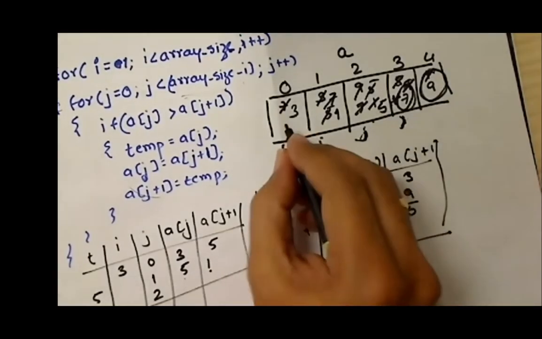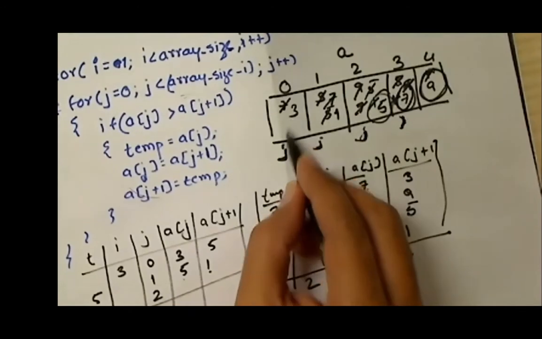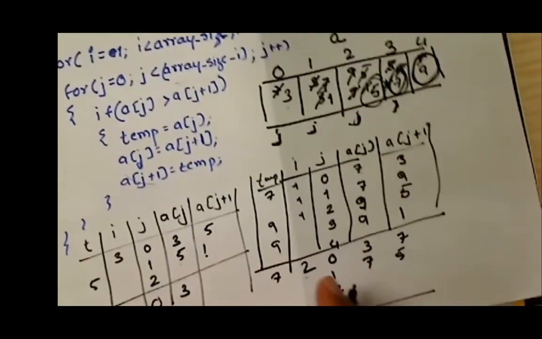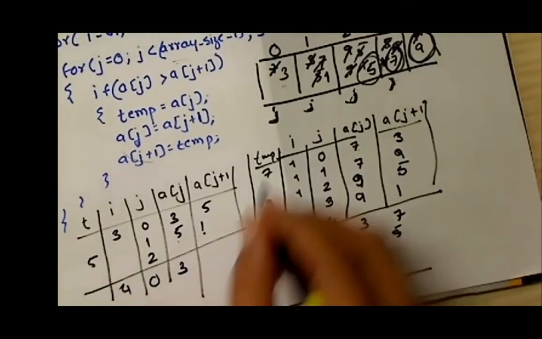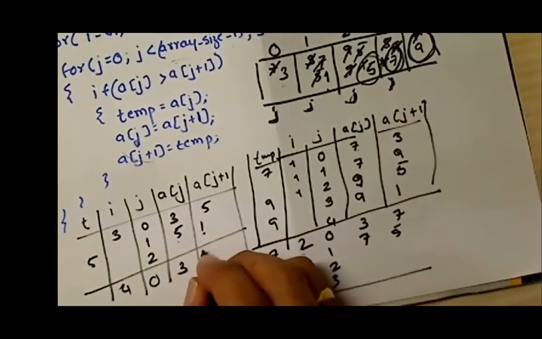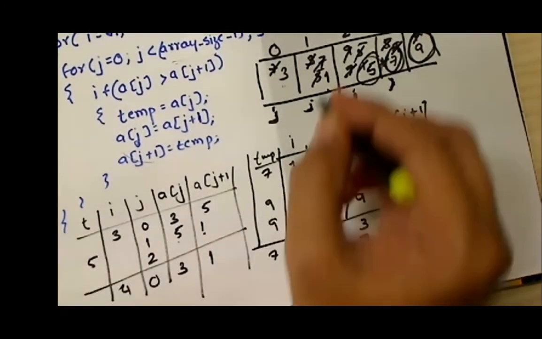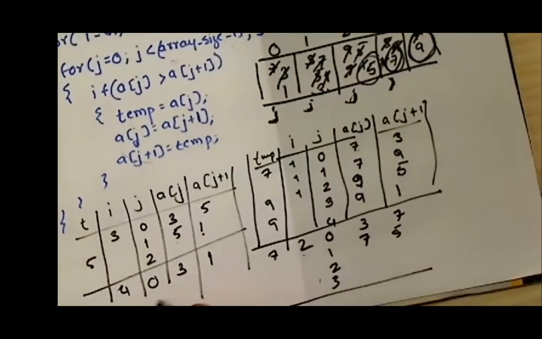If j is 0, then at the 0th position we have value 3; this 5 is already sorted. Now j is 0, so a of 0 has value 3. Then j plus 1 has value 1. We check: is 3 greater than 1? Yes, so we need to interchange. If I interchange, this becomes 1 and this becomes 3, and j plus plus.